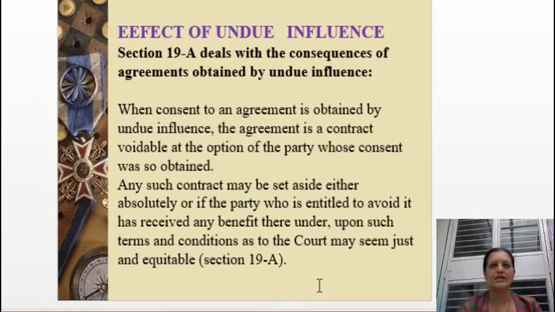Section 19, subclause A, deals with consequences of agreements obtained by undue influence. When consent to an agreement is obtained by undue influence, the agreement is a contract voidable at the option of the party whose consent was so obtained. So any such contract may be set aside either absolutely or, if the party who is entitled to avoid it has received any benefit thereunder, upon such terms and conditions as to the court may seem just and equitable. So this is section 19 subclause A.